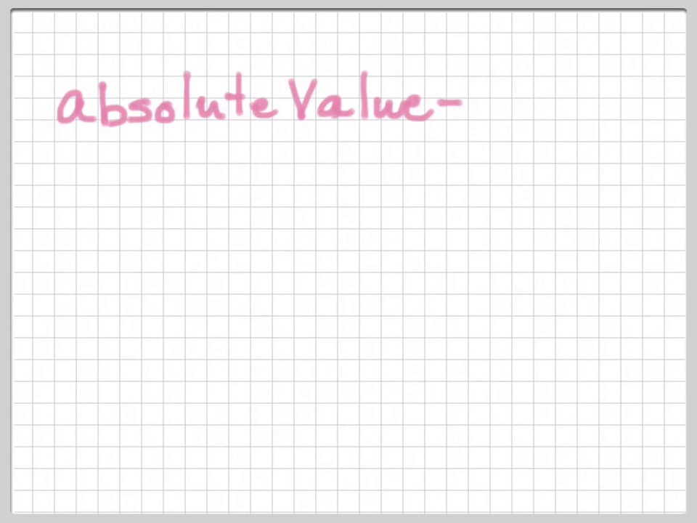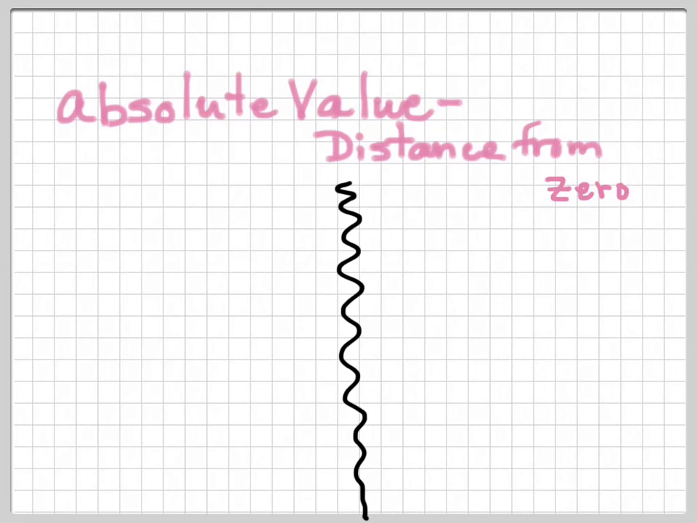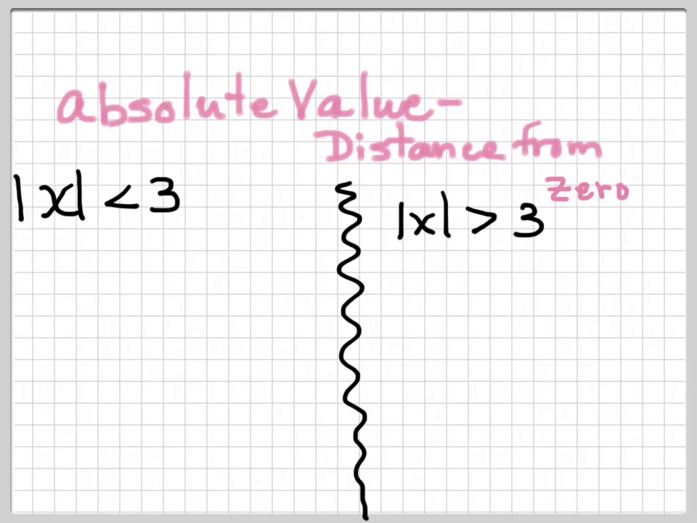The definition of absolute value is distance from 0. Distance from 0, and distance is always positive. So let's take a look at a couple of examples here. If I say the absolute value of x is less than 3, that means that x distance has to be less than 3 from 0. And so that's going to confine it a little bit.